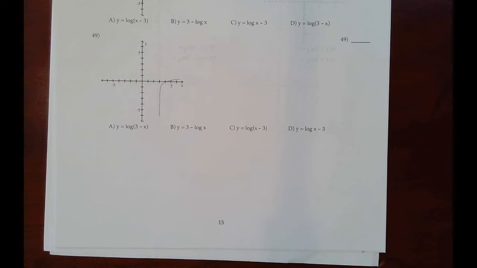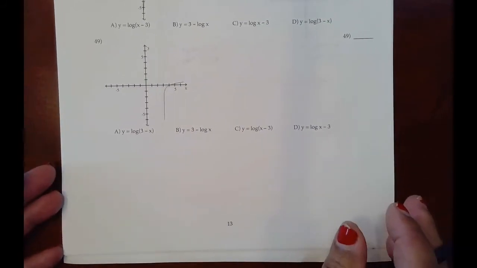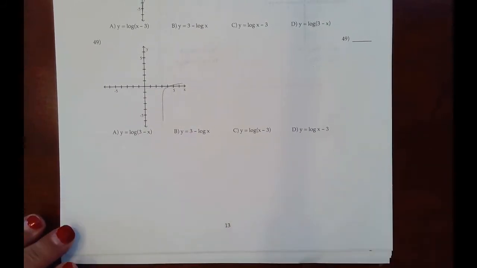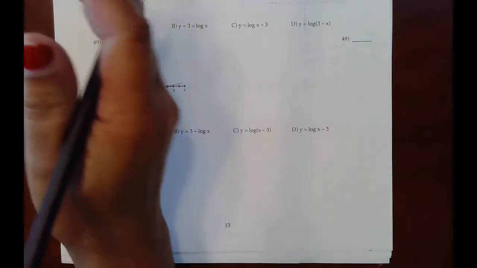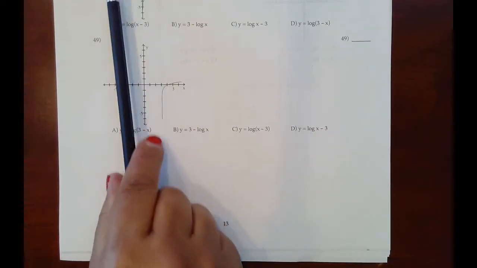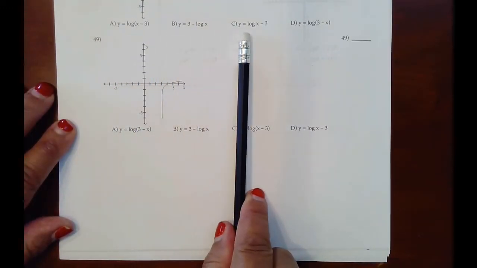I don't know how crazy you really need to go with the graphs. You do need to know you have to have some basic knowledge of shifting. What produces a horizontal shift? In other words, making the graph go right or left.